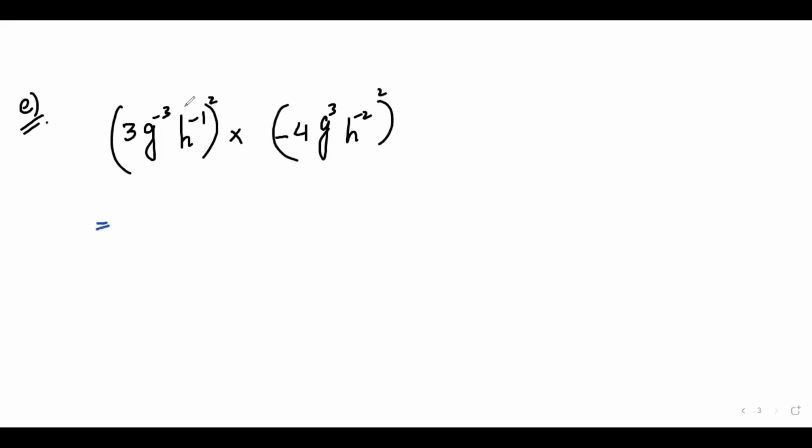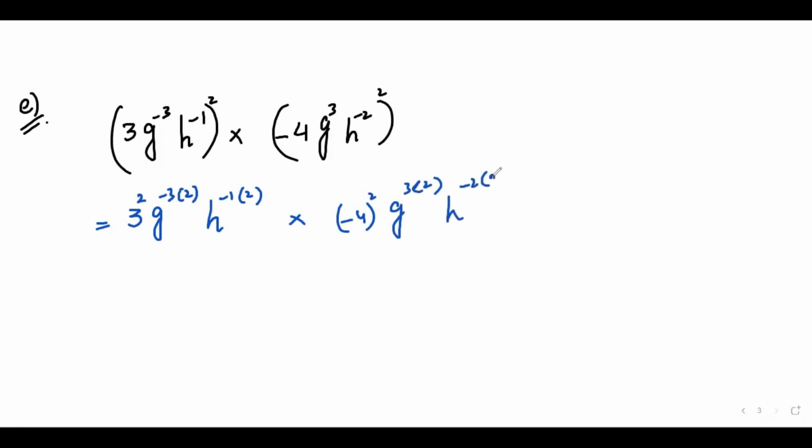Now start with it. As the overall bracket has an outside power, the very first step is that we have to multiply with the outside power. It will be 3 raised to power 2, g raised to power minus 3 multiplied by 2, h raised to power minus 1 multiplied by 2, into minus 4 raised to power 2, g raised to power 3 multiplied by 2, and h raised to power minus 2 multiplied by 2. 3 power 2, what do you mean by 3 power 2? 3 square, that is 9. 9, g raised to power minus 6, h raised to power minus 2, multiplied by minus 4 square.